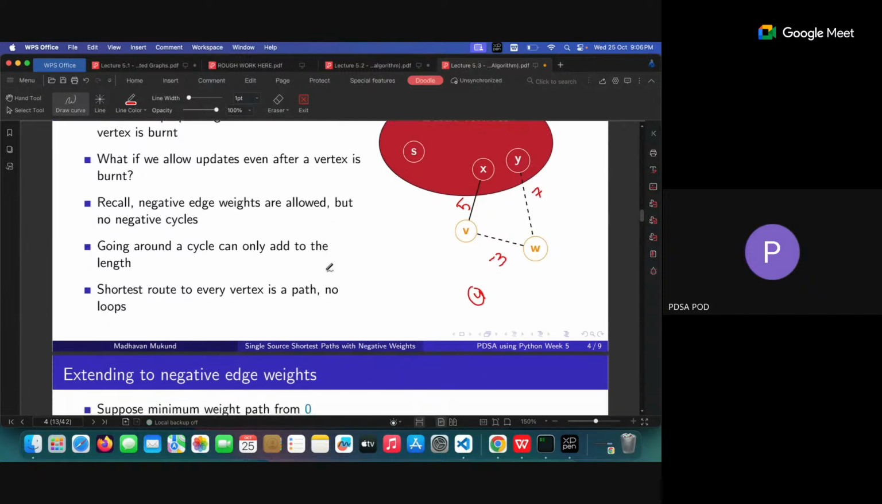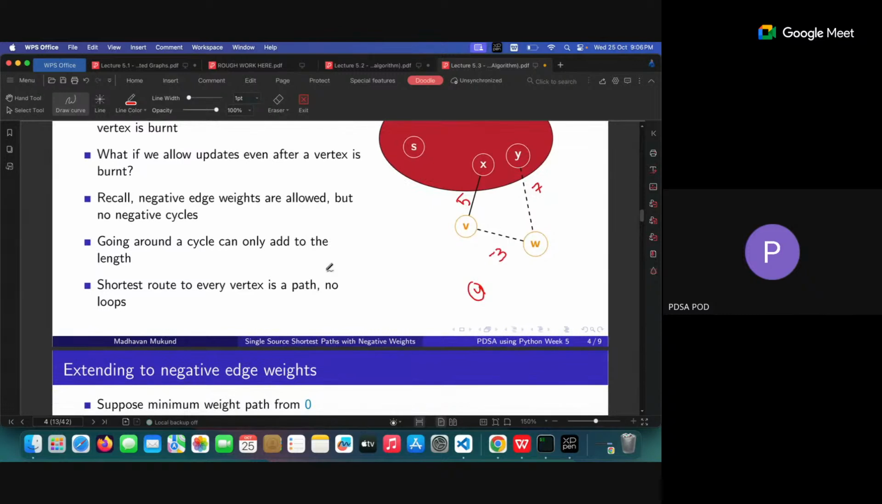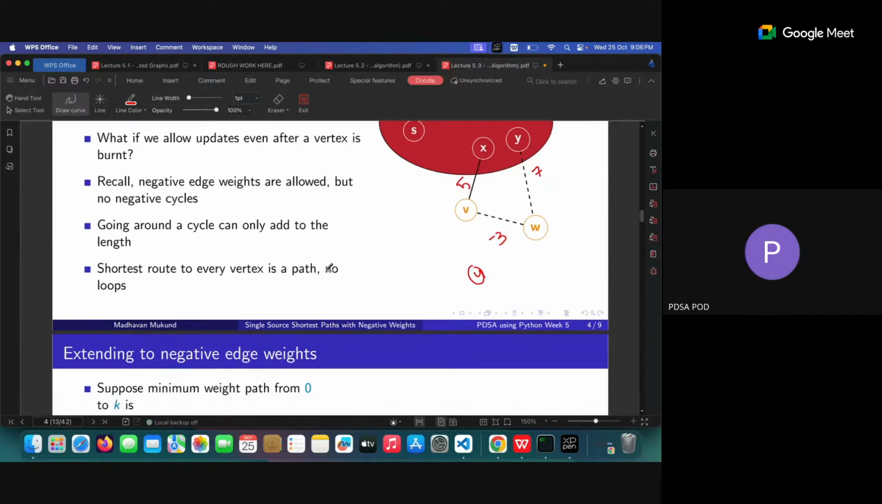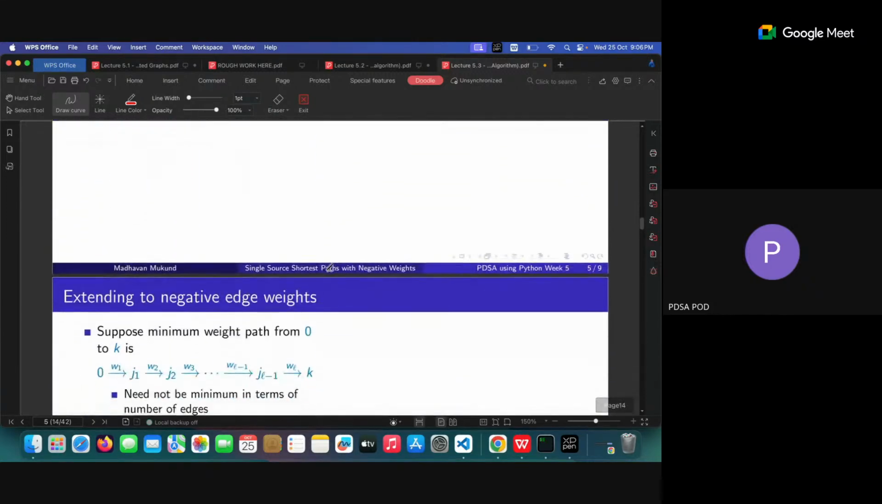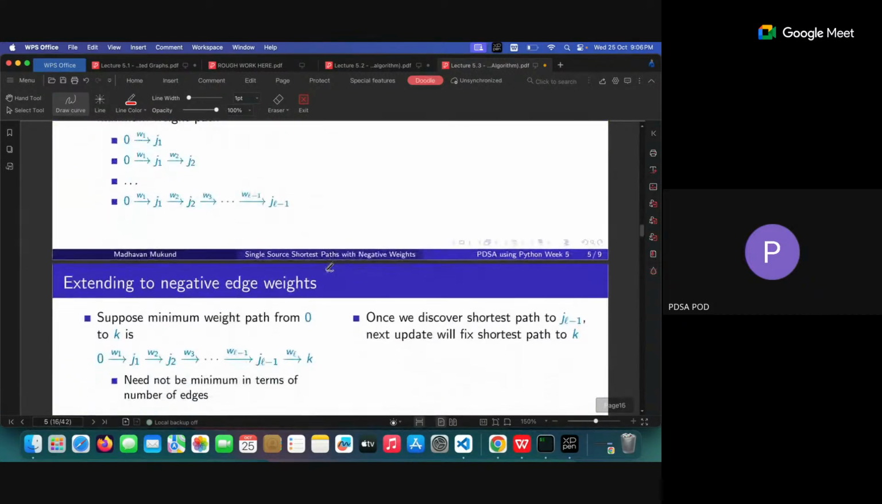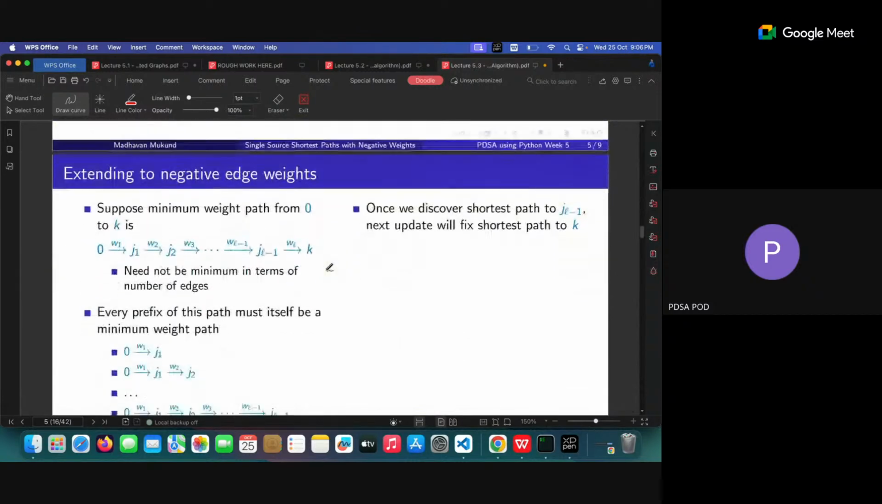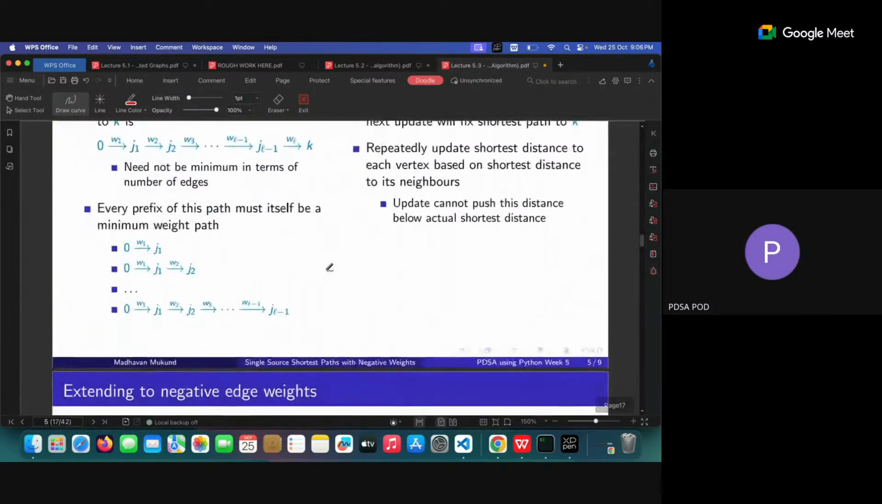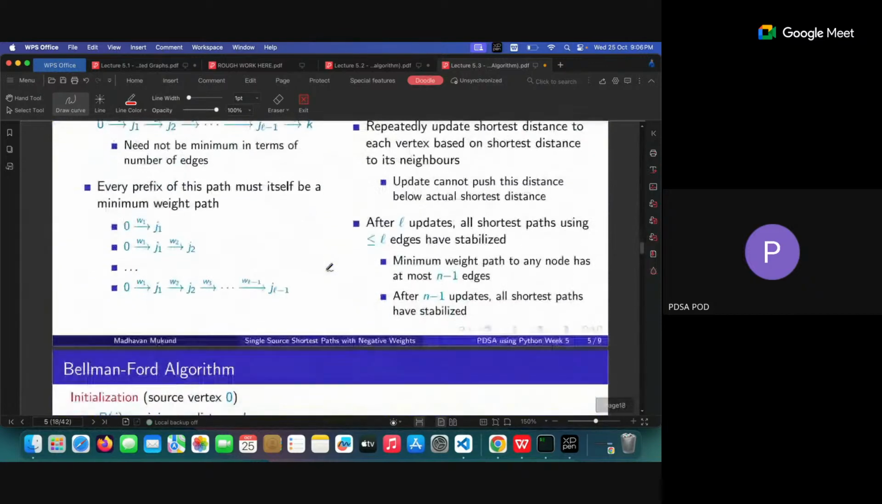So please see that the next one is Bellman-Ford. We are extending to negative weights. So what really Bellman-Ford is, we can move to Bellman-Ford, which is about the complete one.